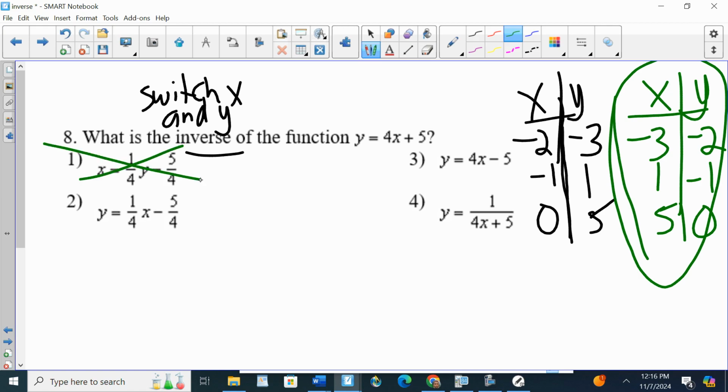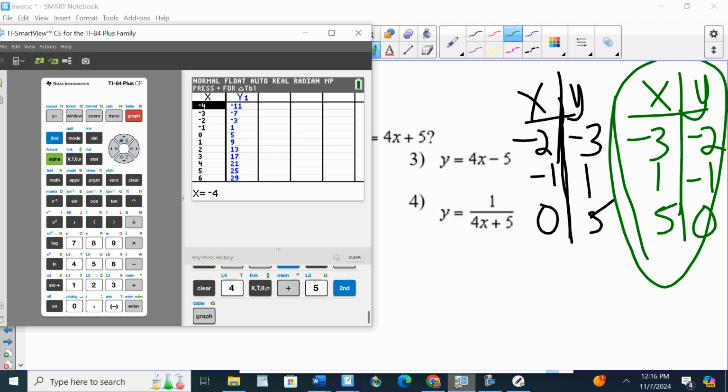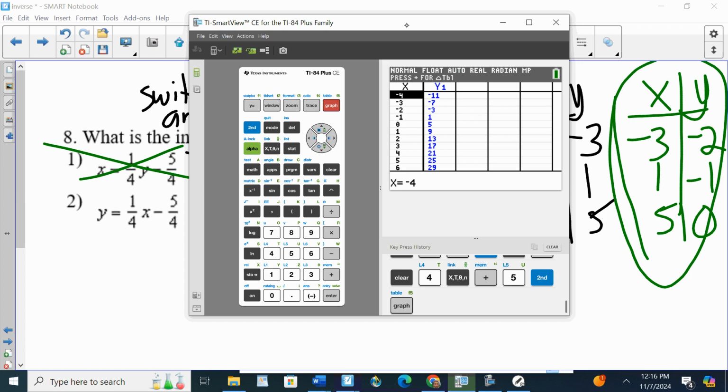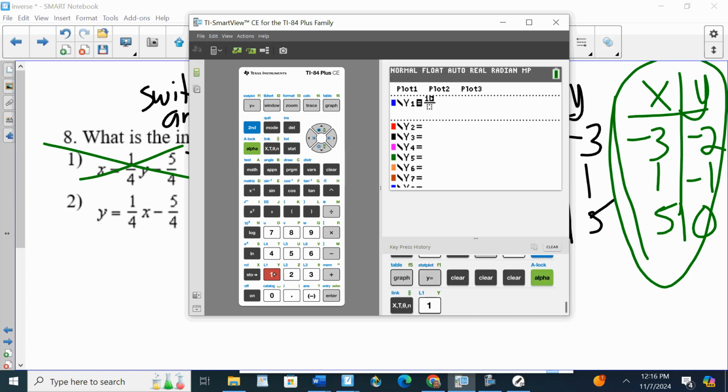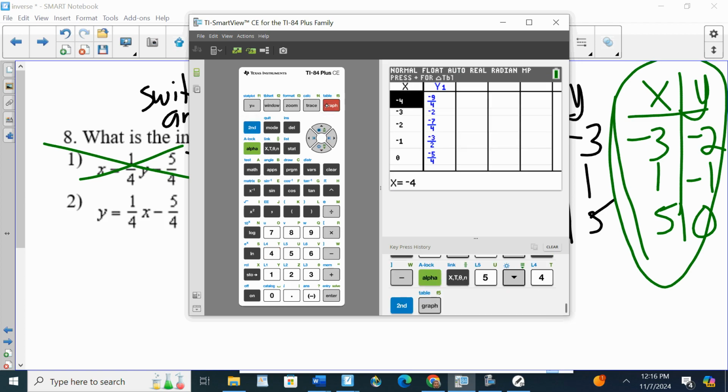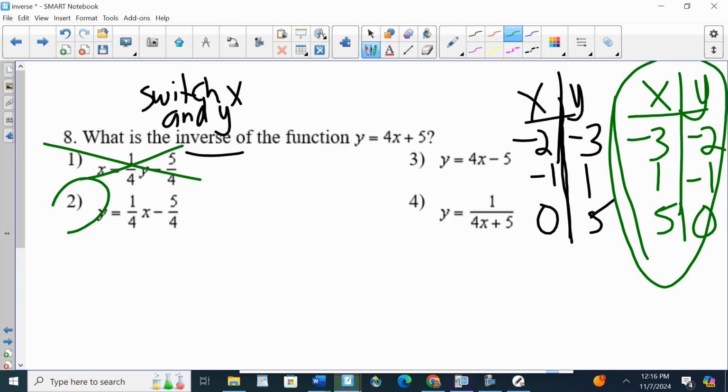x equals, that doesn't make any sense. I can't do anything with that. So let's start with choice 2. y equals 1/4 x minus 5/4. Look at your table. I'm looking for -3, -2. I got it. I'm looking for 1, -1. I got it. I'm looking for 5, 0. I got it.